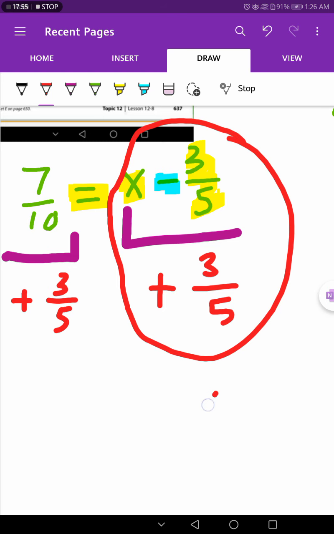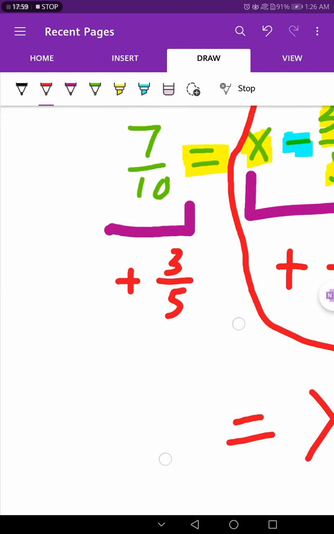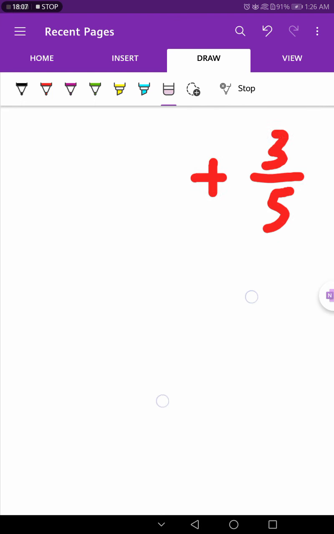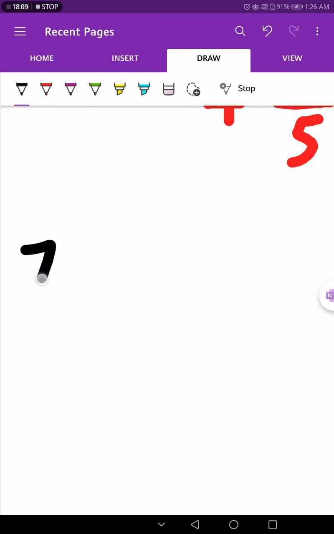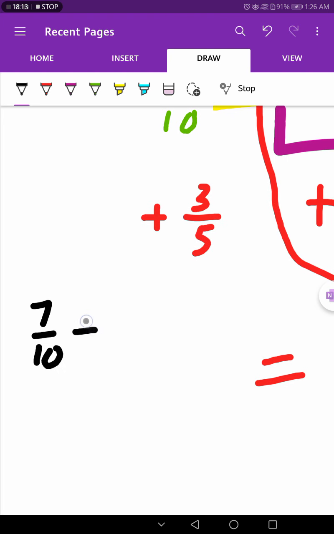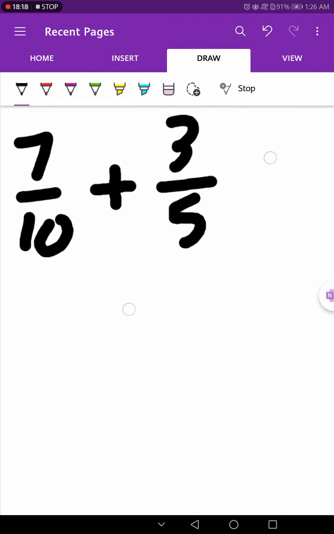We get x coming alone and waiting. What happened here? Tell me what happened: 7 over 10 plus 3 over 5. Good. I will do it easily. So I will do it here: 7 over 10 plus 3 over 5.